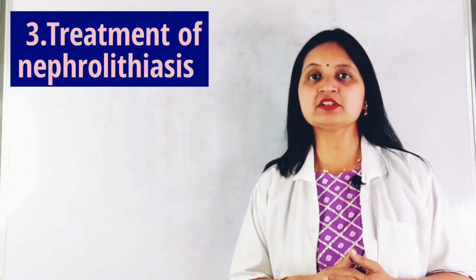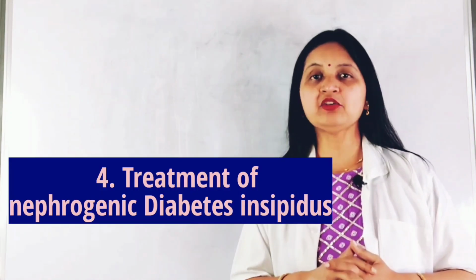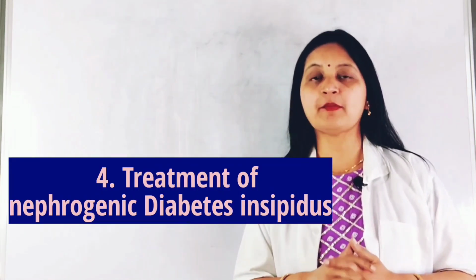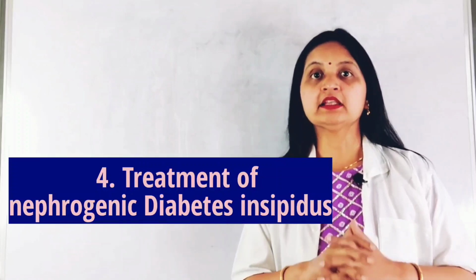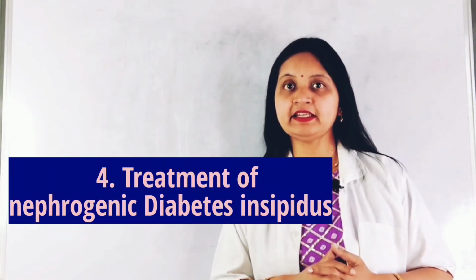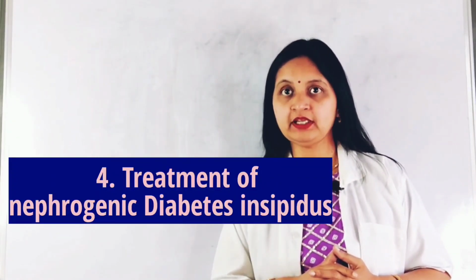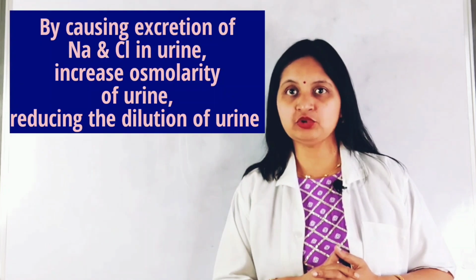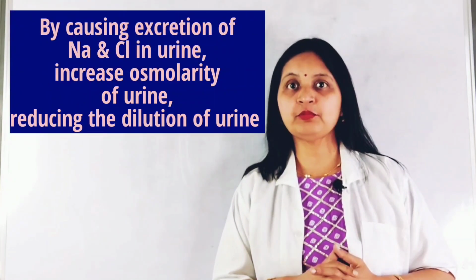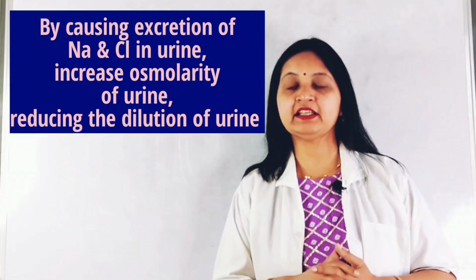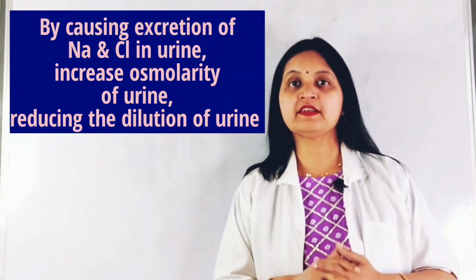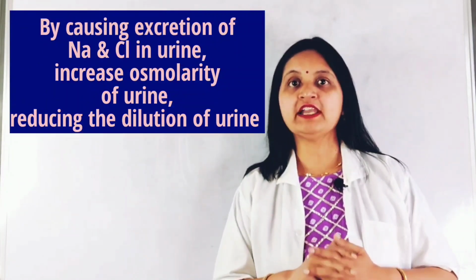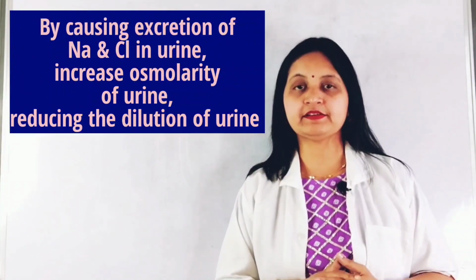They can also be used in the management of nephrogenic diabetes insipidus, which is characterized by excretion of large amounts of dilute urine. The thiazide diuretics decrease the kidney's ability to dilute the urine by acting on the sodium chloride transporter, causing excretion of sodium and chloride in urine, thus increasing the osmolarity of urine and decreasing the dilution of urine. So this is helpful in the management of nephrogenic diabetes insipidus.